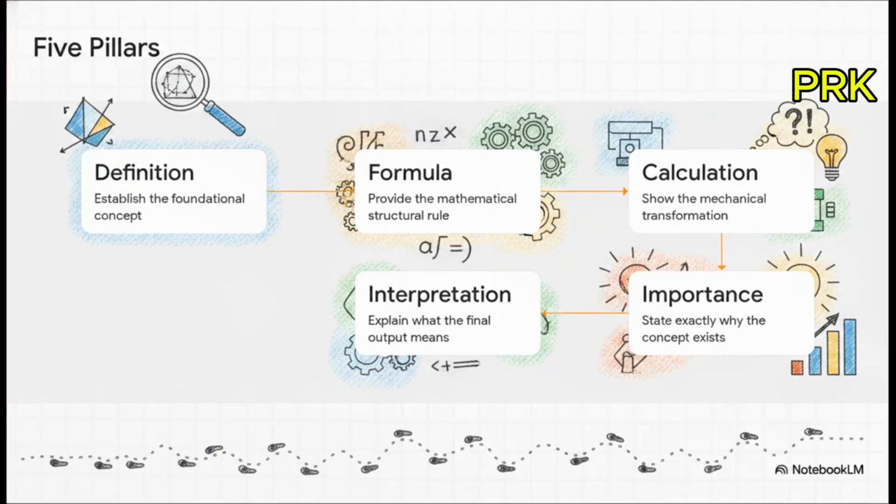This is where the magic happens. This framework brilliantly illustrates a strict sequential methodology that you absolutely have to follow to build total comprehension. It moves you from the basic what to the ultimate why.